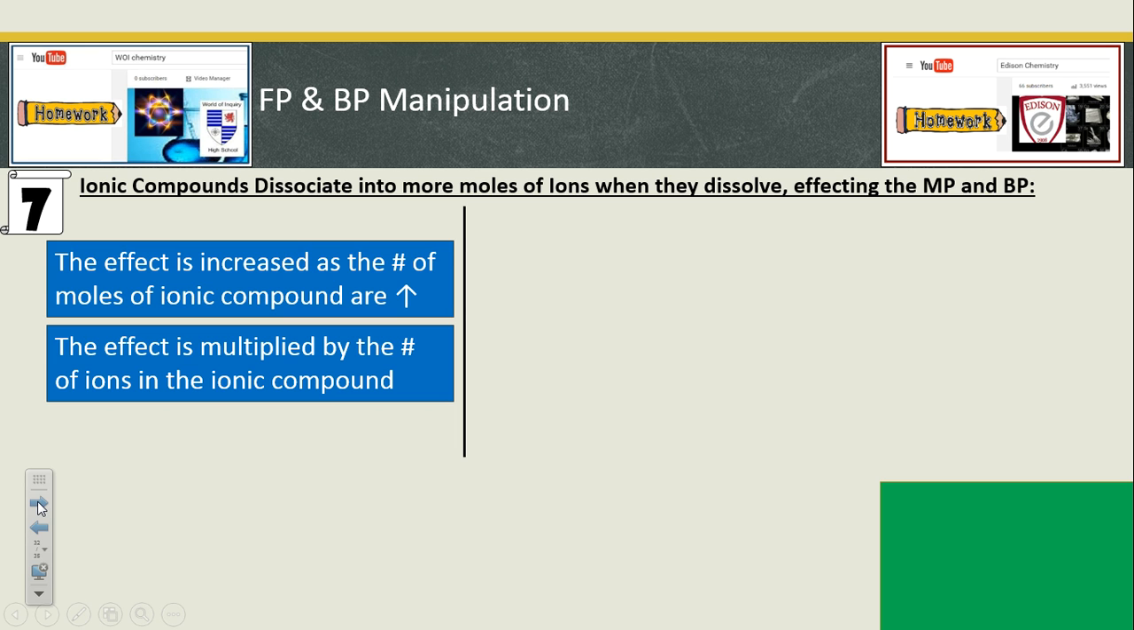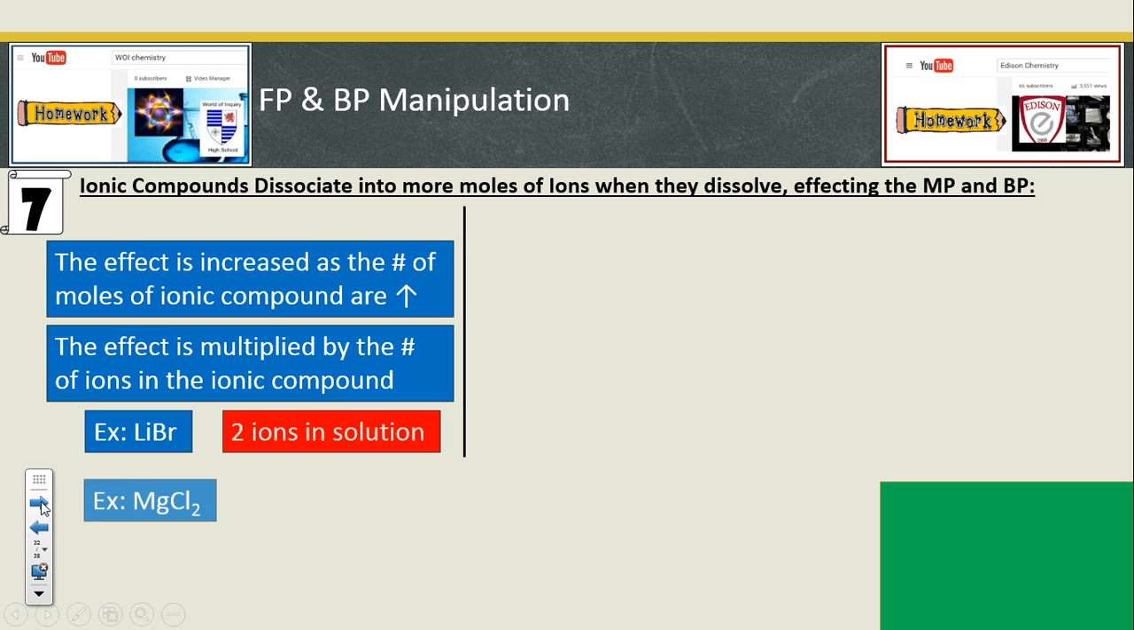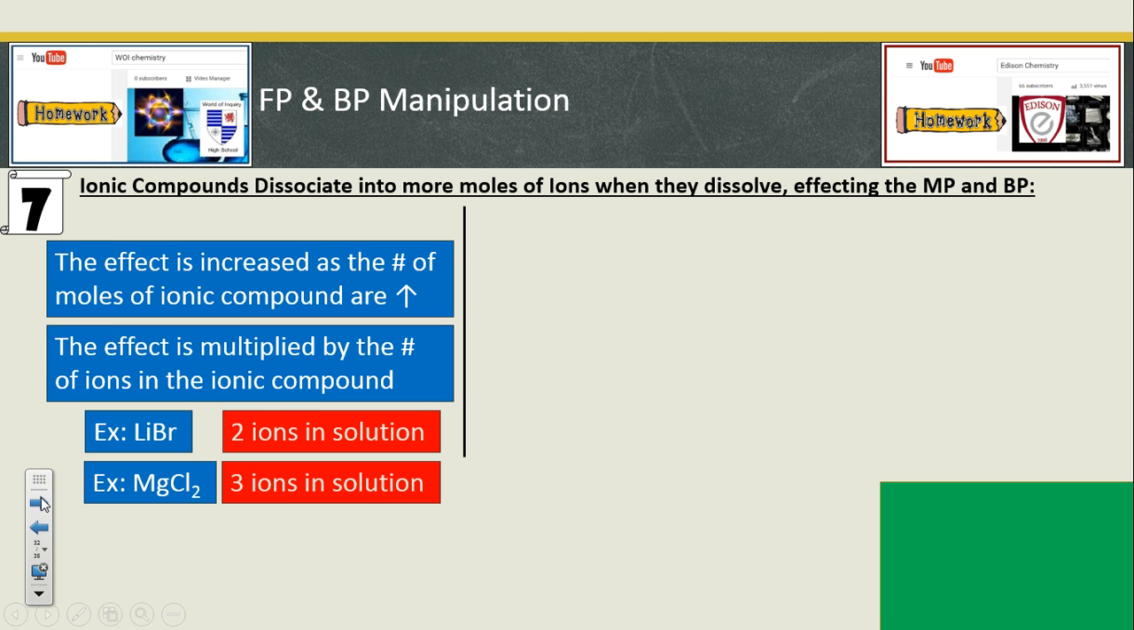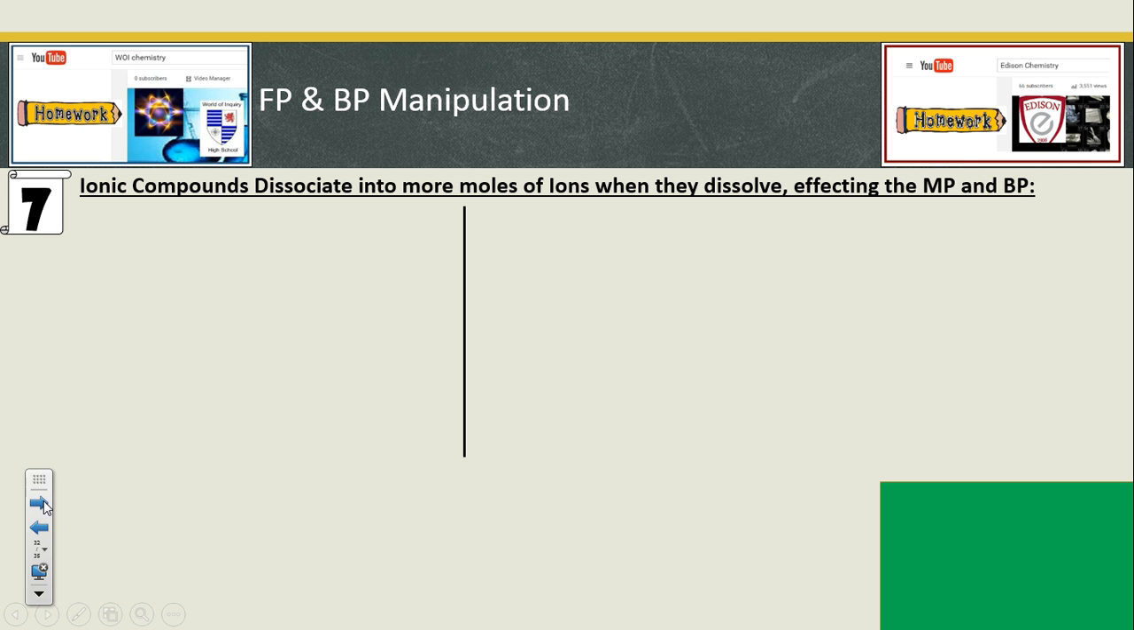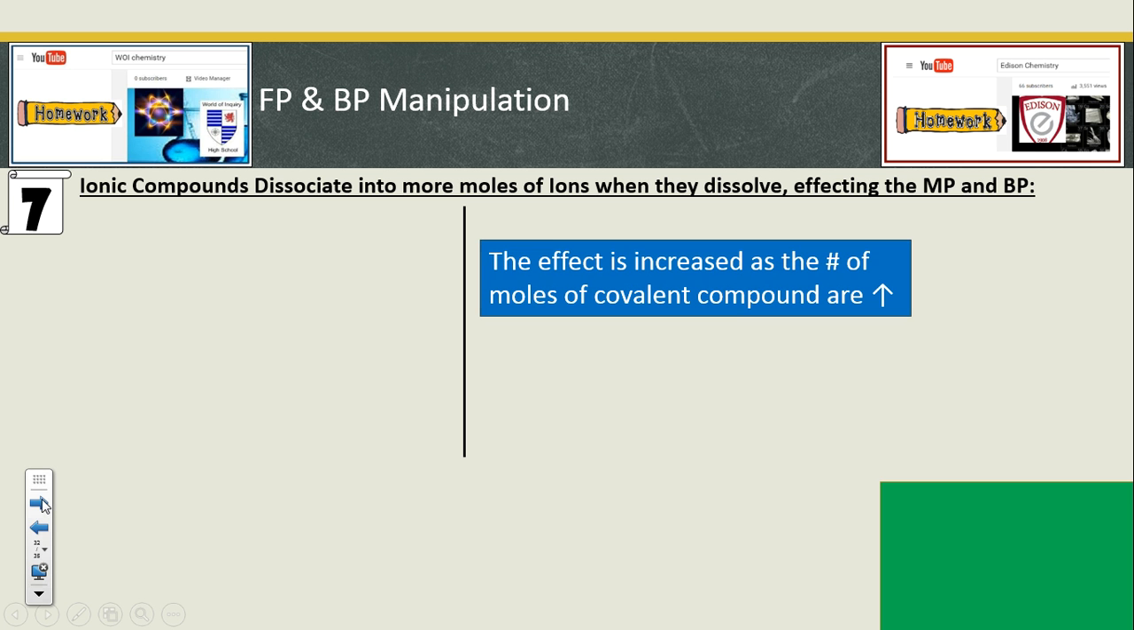It's a multiplier. Okay. Lithium bromide is the other example. 2 ions in solution versus magnesium chloride, another example, which would release 3 ions in solution. So the magnesium chloride would have a greater effect on freezing points and boiling points. Let's see what else we got here.